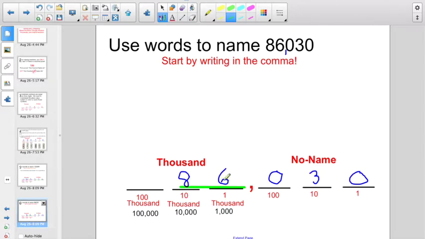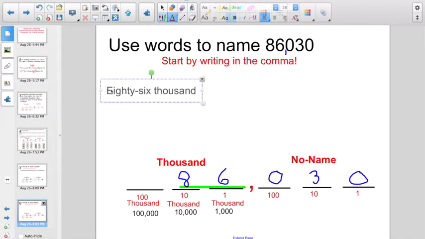So 86, that's 86. The name of the group is thousand, so I'm going to start off 86,000. So I have 86,000. If there's a comma after the number, I need a comma after the word. Let's go take a look at the next group name.